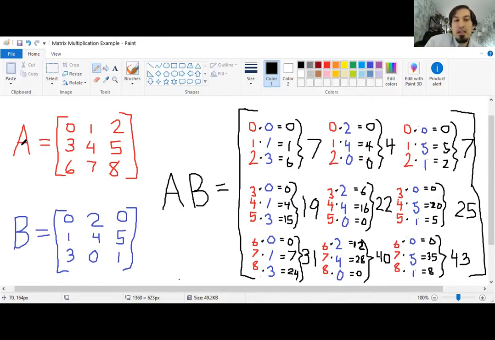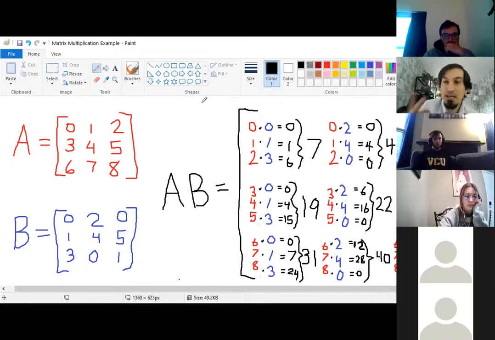You can take A plus B, and that means something. You can take A times B, and that means something. You know what else? You could take B times A. Would that be the same or different as A times B? What do you guys think? Is AB the same as BA?